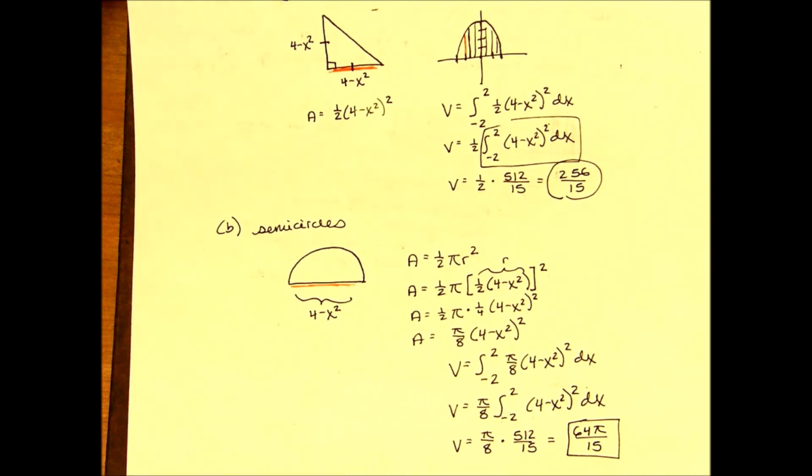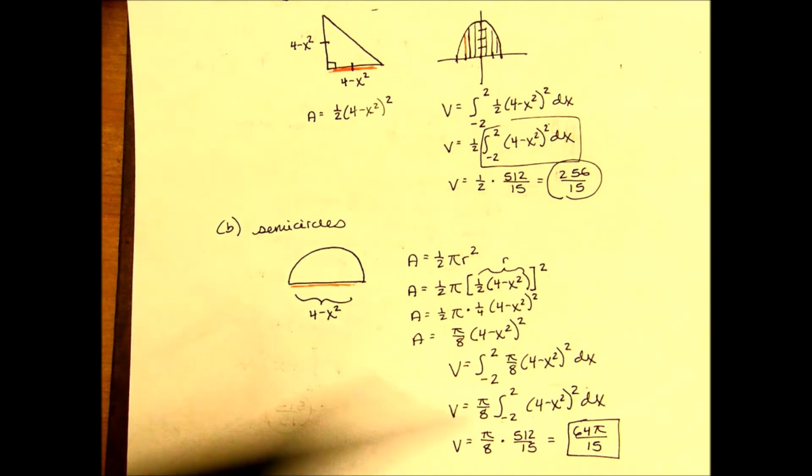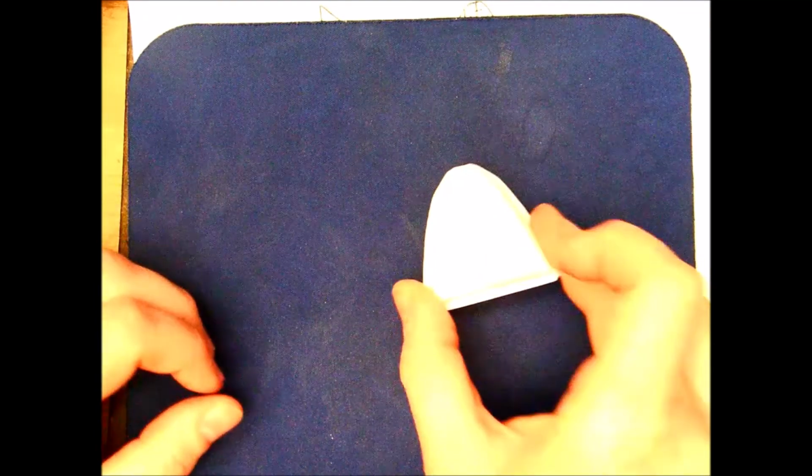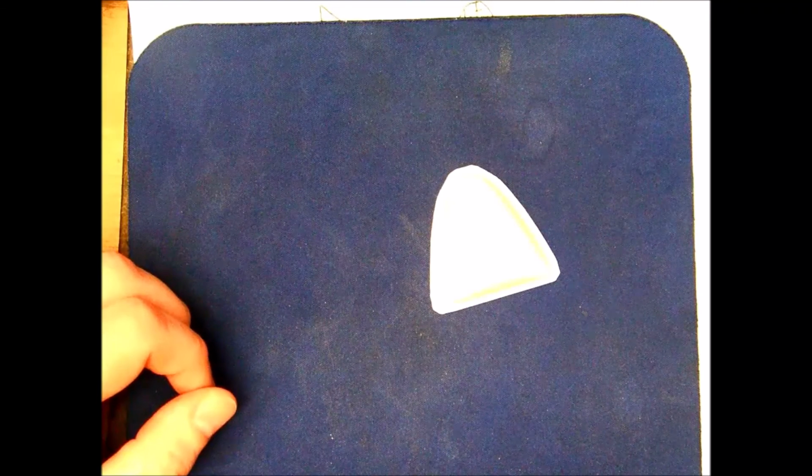I do have a model for this one as well. Really not sure how well these show up, but again, the base is a parabola. Cross-sections here are semicircles. If you slice this there and there and there and there and there, you'd get cross-sections that are going to look like semicircles.